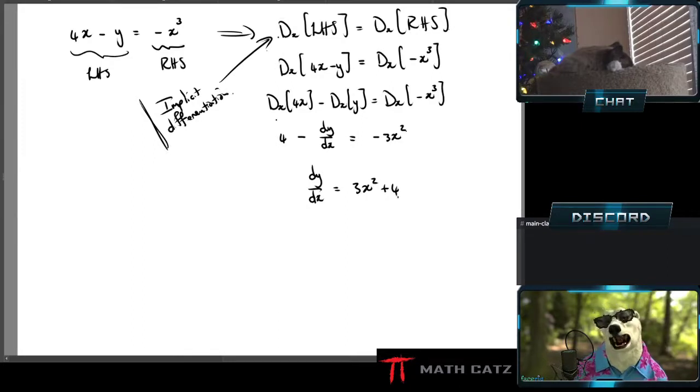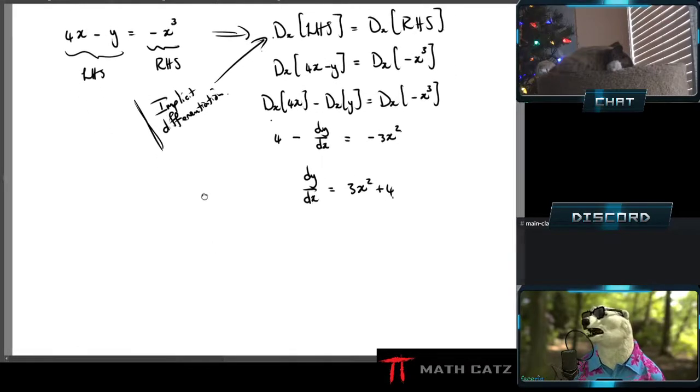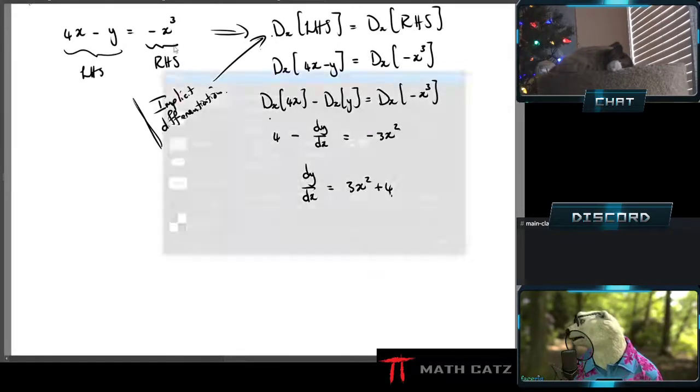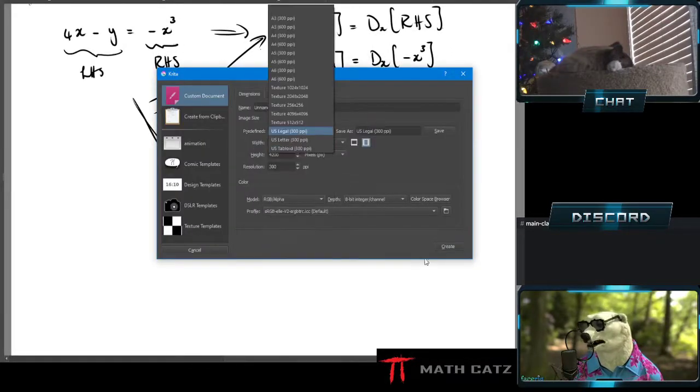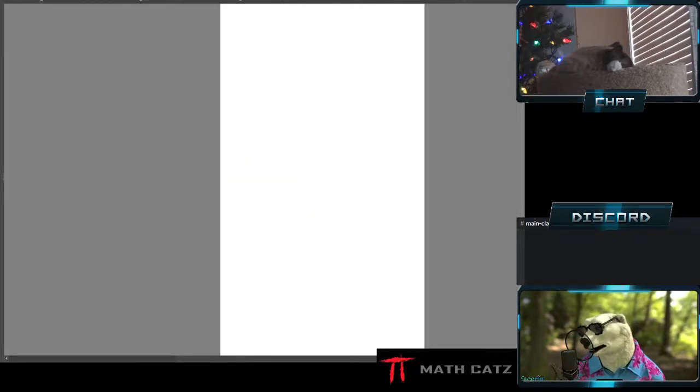Implicit differentiation. Let me just see my space here. I have some space, but I don't need to use it. Just make a new page.